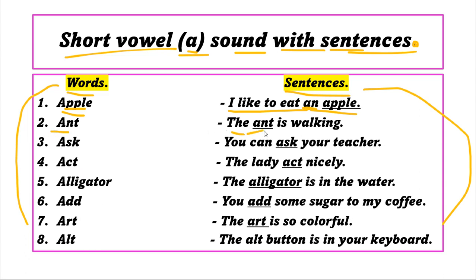Next, number two, ant. The ant is walking. The ant is moving or walking. Walking is a move, it's a verb. The ant is walking. Of course, almost all insects or animals are walking.